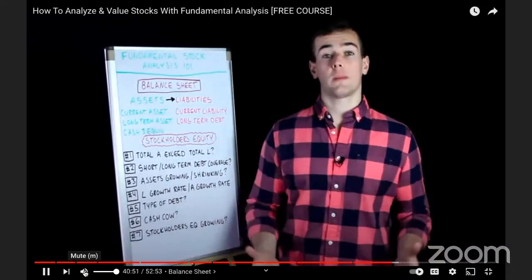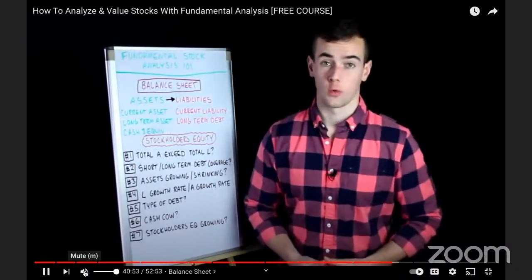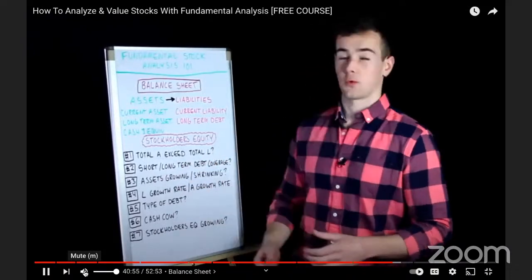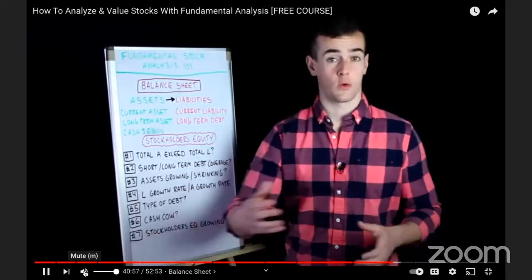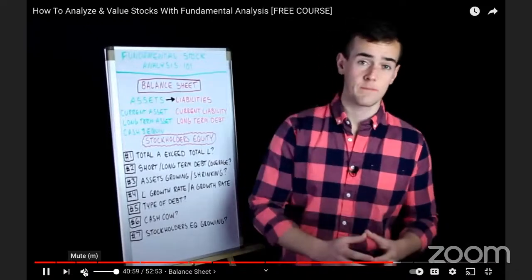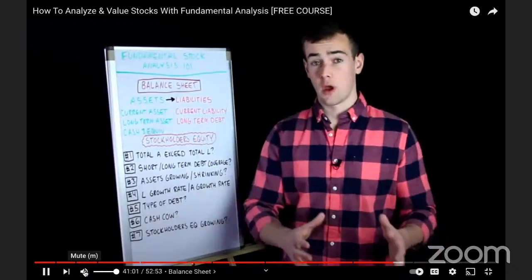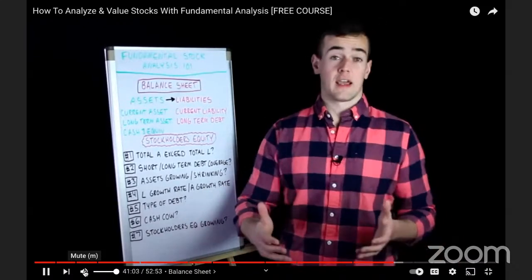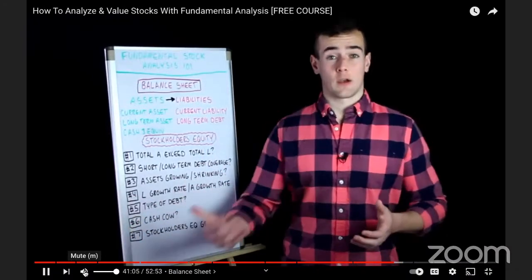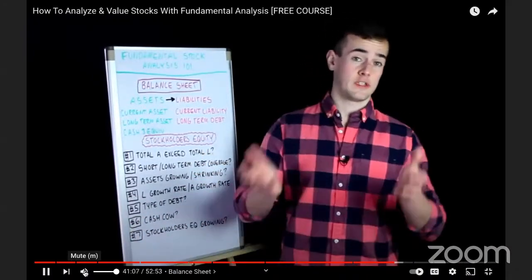You just want to make sure that it's not completely out of control where you're seeing 10% growth of assets with 50% growth of liabilities. That is not something you would want to see. You want to see similar growth there. Or if you saw no growth of assets and growth of liabilities, that means that that company is increasing their debt without increasing their assets.